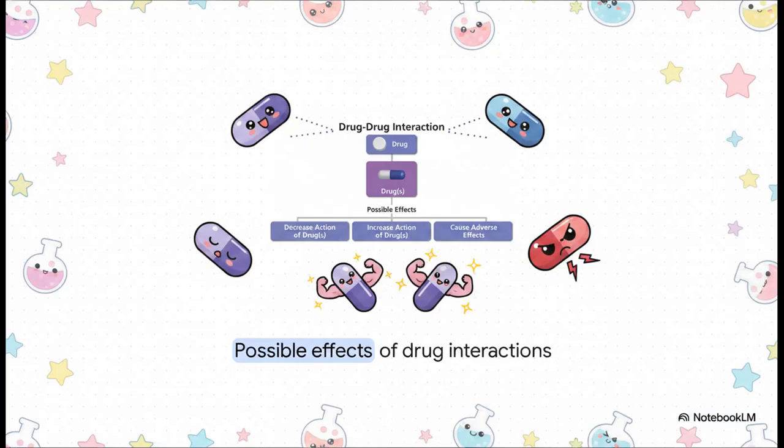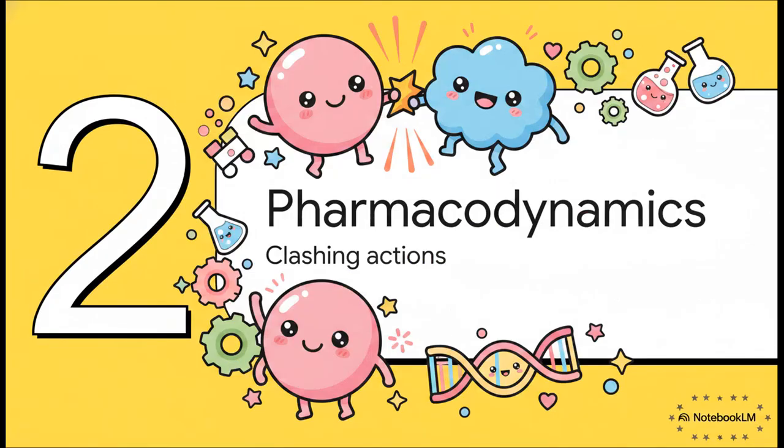When these collisions happen, you're generally looking at three primary outcomes. The drugs might cancel each other out and decrease in action. They might aggressively multiply and increase in action. Or, and this is the scary one, they might trigger totally new, dangerous adverse effects. Keep those three possibilities in the back of your mind as we go through some real-world examples. Moving right along to Section 2, Pharmacodynamics.